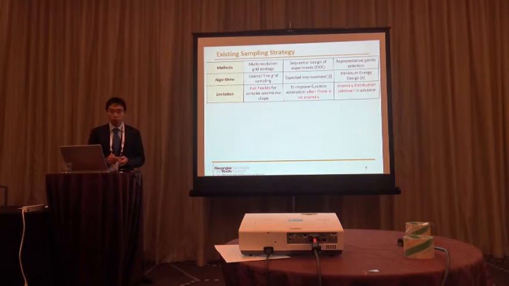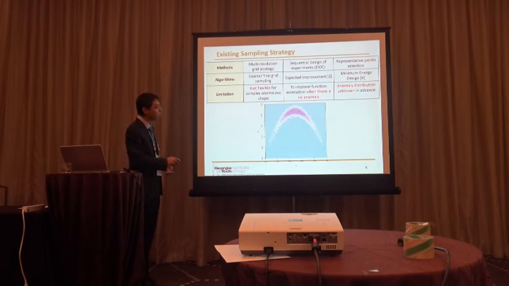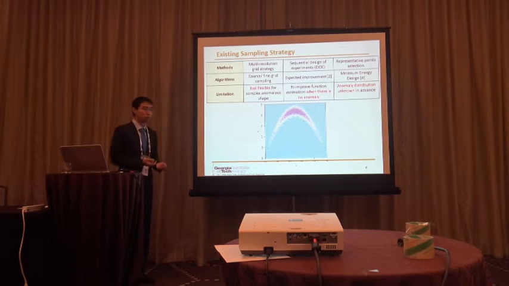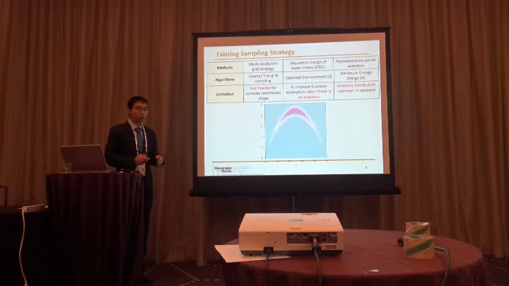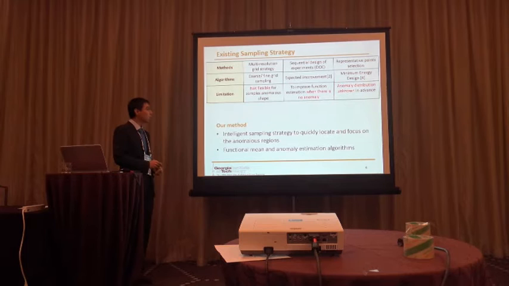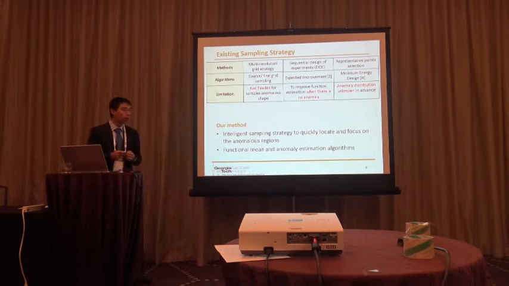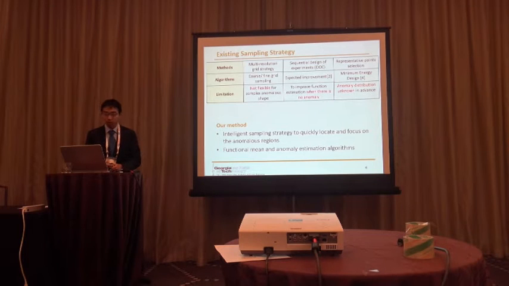In the third class, representative point methods such as minimum energy design are trying to allocate the points based on a fixed distribution. However, in our case, the anomaly distribution is often unknown in advance. Therefore, we propose an intelligent sampling strategy to quickly locate and focus on the anomalous region. And at the same time, we can achieve the functional mean and anomaly estimation.